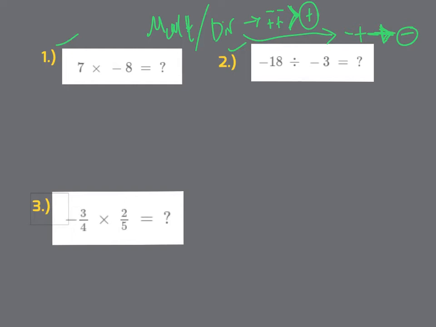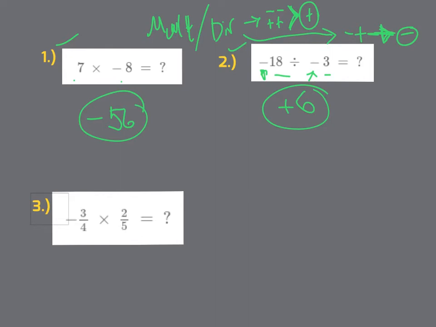So I know I multiply 7 times 8, which of course is 56. And I've got a positive and a negative, so therefore my answer is negative. Next one, I've got 18 divided by 3 is 6. I've got two negatives, which therefore makes that a positive.